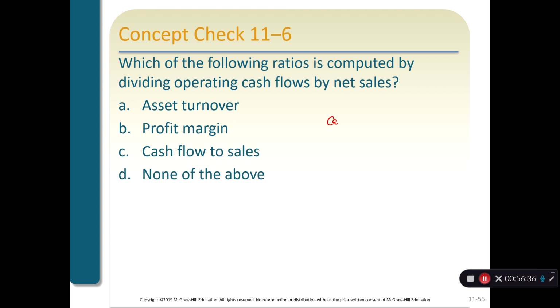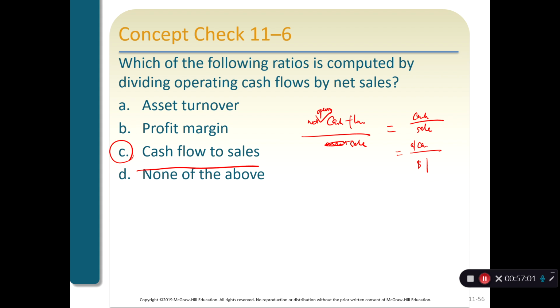So cash flow, net operating cash flow divided by assets should equal the cash flow to asset, right? Oh, sales. Sorry. So basically we call it the cash flow to sales. For $1 of sales, how much cash did I generate? Okay.